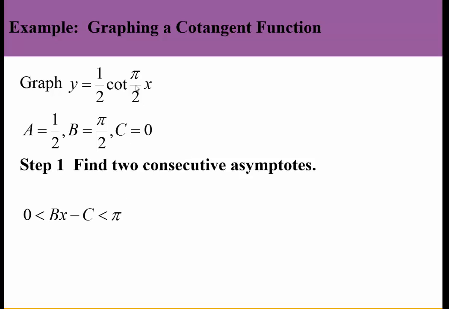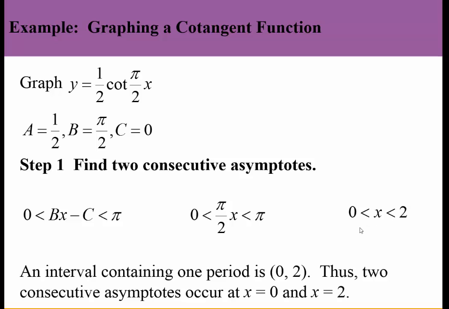We take that bx minus c, whatever's here, and set it between 0 and pi. To solve for x in the middle, we're going to have to multiply everything by 2 over pi, which will give us 0 times 2 over pi is 0. The pi over 2 will cancel out, giving us x in the middle, and 2 here. So we've got consecutive asymptotes, 0 and 2. An interval containing 1 period is going to be between 0 and 2, and the consecutive asymptotes are going to occur there, so let's get to the graph.